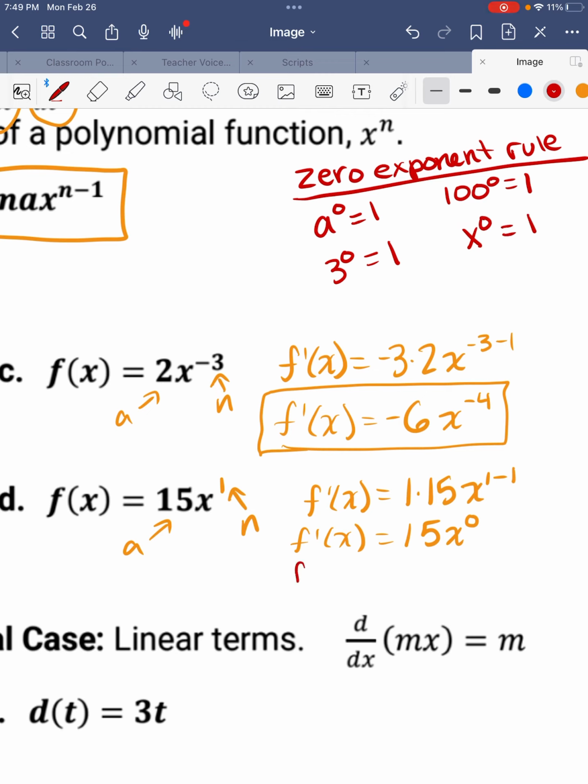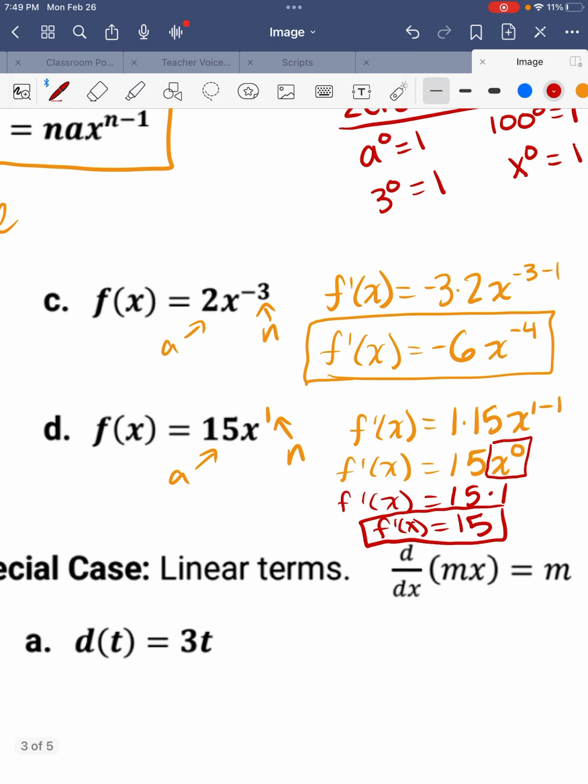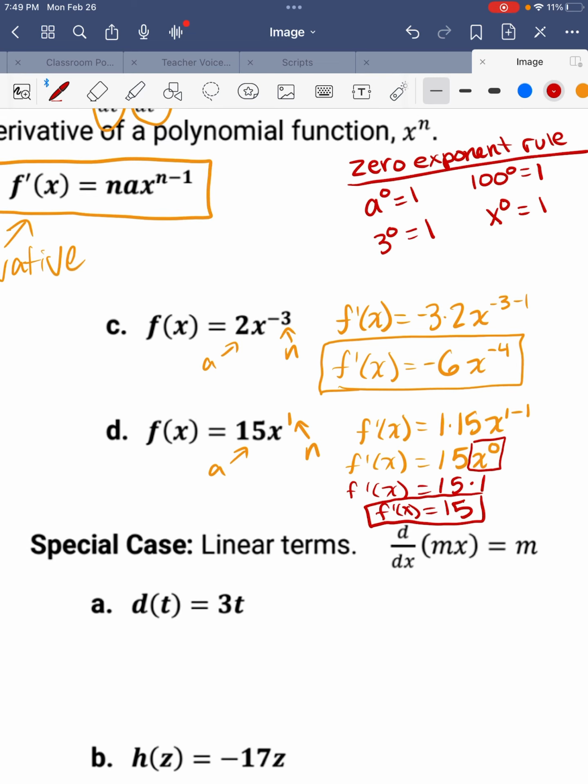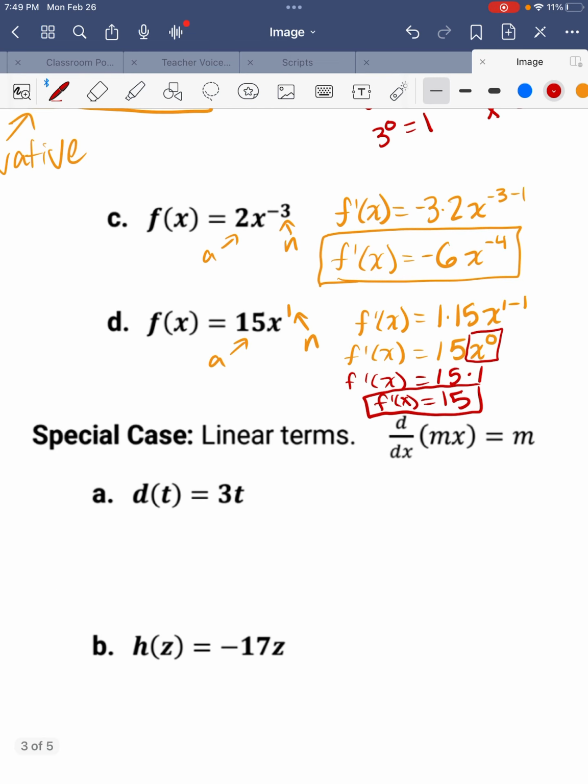So here, f prime of x equals 15 times x to the power of 0, which we just said anything to the power of 0 is 1. So we have f prime of x equals 15 times 1, which is just 15. Okay, we did all of that work for part D to just end up with 15. So we're going to use this as a jumping off point for the special case, linear terms.